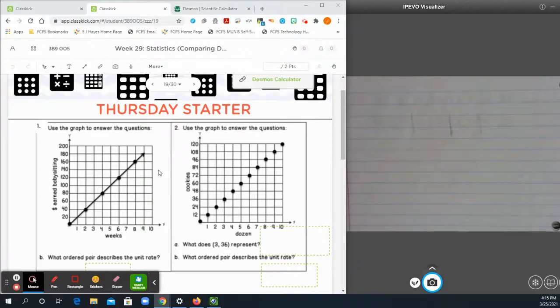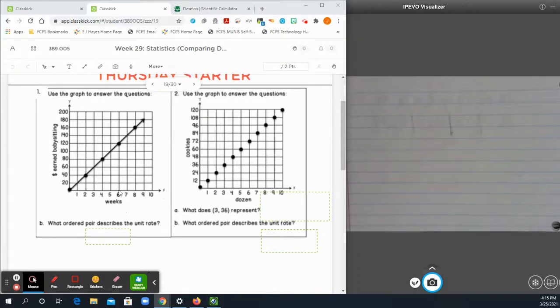But before we get there, we have a throwback here for our starter. It says, what ordered pair describes the unit rate? So you've got two vocabulary words in there. You've got ordered pair and you've got unit rate. Well, an ordered pair is a specific spot on a coordinate grid. So for example, if I were to highlight this one, that one would be written parenthesis 4, because you put your x coordinate first, 4 comma 80. Now that does not represent the unit rate.